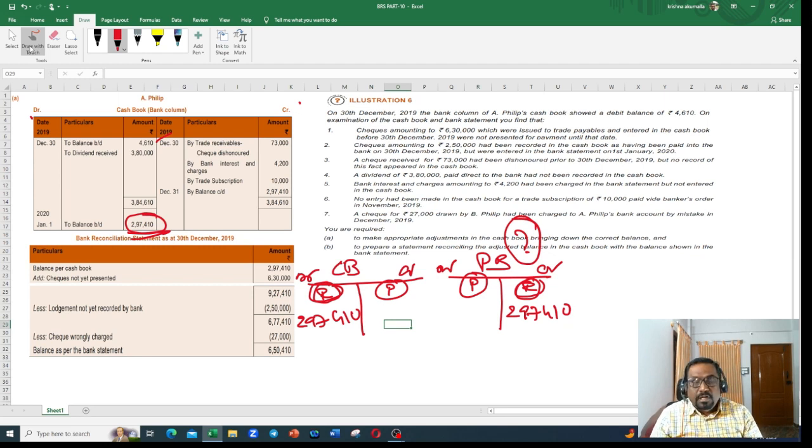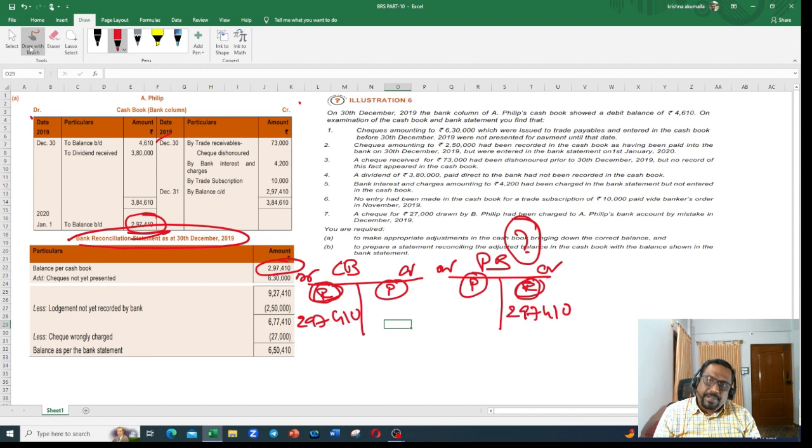Now, what is the rule? If the question mark balance increases, we will add. If the question mark balance reduces, we will subtract. Simple as that. Now, bank reconciliation as on 30th September we mentioned, and the 2,97,410 balance we have taken here. Now, checks issued amounting to 6,30,000. 6,30,000 worth of checks issued, but they have not been presented.